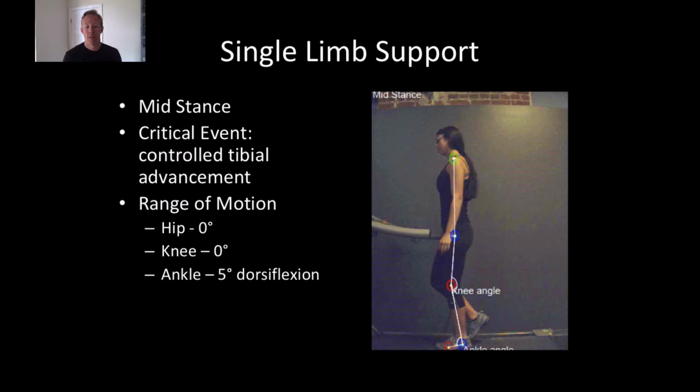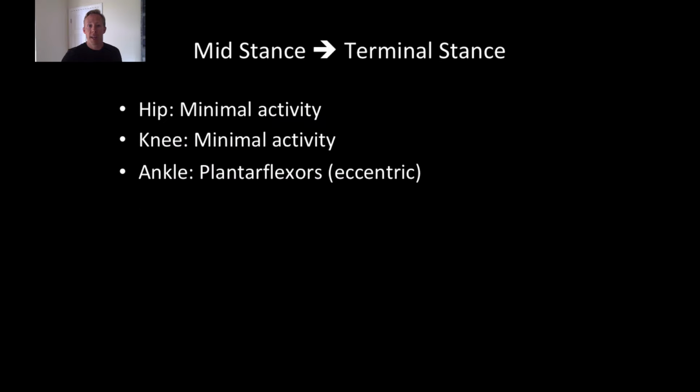Okay, I know this is a lot of stuff, so just go back through these slides a few times because it's a lot of numbers here. So now from mid stance to terminal stance, in terms of muscle activity, we don't see a lot at the hip. We don't see a lot at the knee. The biggest one, this is the largest torque demand in all of gait, are the calf muscles.